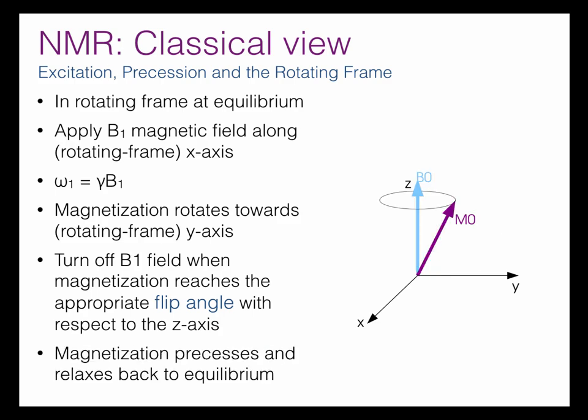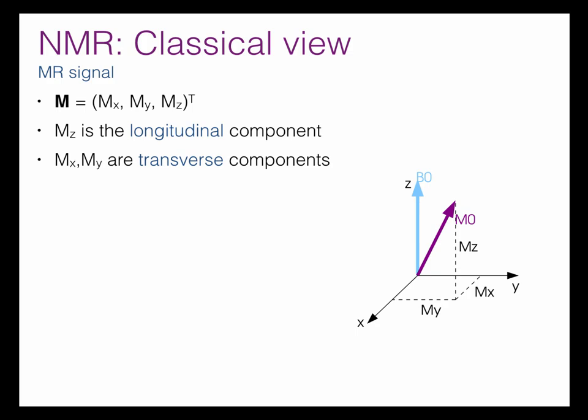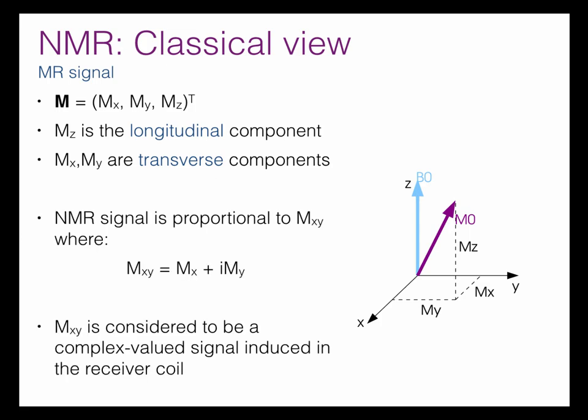Okay, so I've lost track of something here. As the magnetization returns back to equilibrium, the magnetization now has multiple components. It has an MX component, MY component, and MZ component. MZ is known as the longitudinal component, the component along B0. And MX and MY are transverse components. Now, the signal we see from NMR is proportional to MXY. We don't see anything of the Z component.